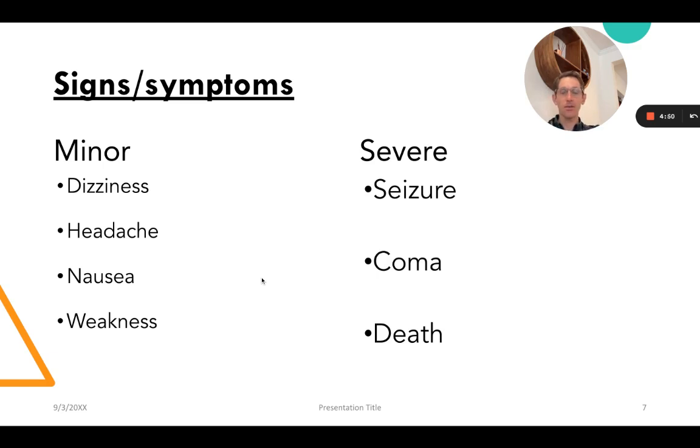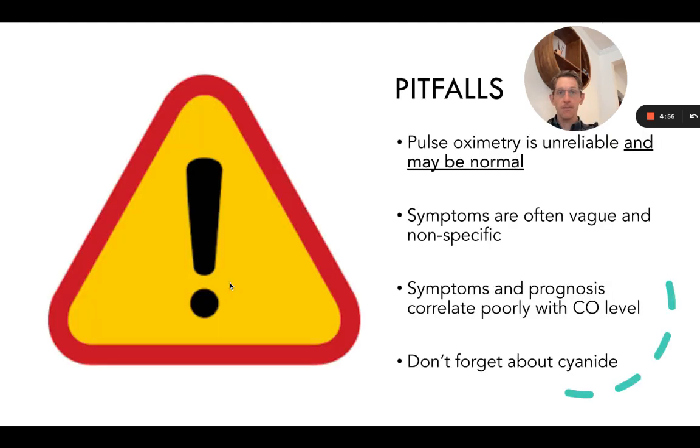But you can ultimately progress to the tox triad of seizure, coma, death. This slide is just to point out some of the pitfalls, some of which we've already discussed. You really don't want to rely on the pulse oximetry. It can seem high, but it's really just hemoglobin and carbon monoxide, not hemoglobin and oxygen. So you can have a normal pulse ox, but the tissues can be quite hypoxic. And if you don't think of carbon monoxide poisoning, you're never going to identify it.